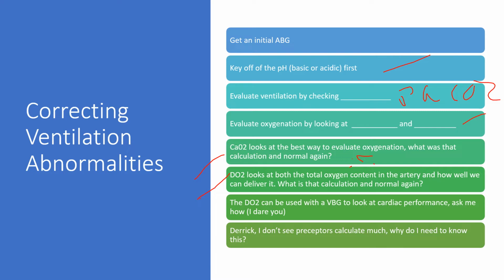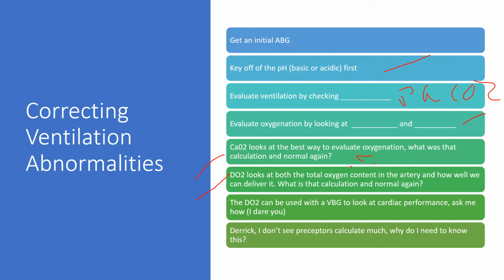But when you're asking, Derek, I don't see preceptors calculate much at all. Why do I need to know this? Well, once you know the components, knowing the equations, knowing the components that go into this, it's shorthand for knowing the physiology, just like the DO2. Knowing that as less blood flow is delivered, more oxygen gets pulled out, even though the metabolic rate didn't change, well, that's going to help you understand physiology.